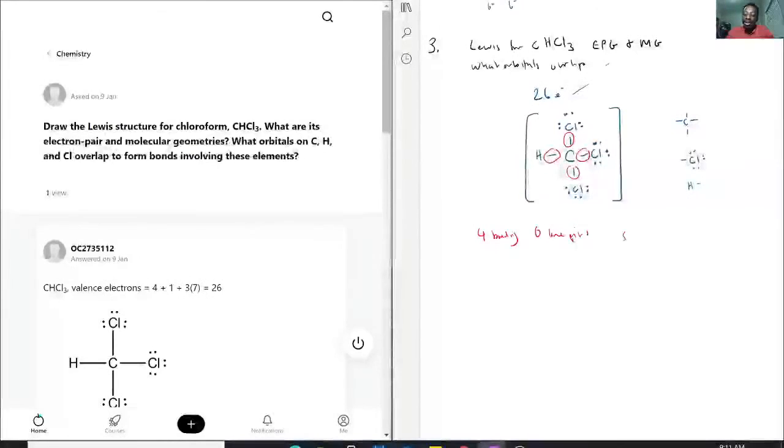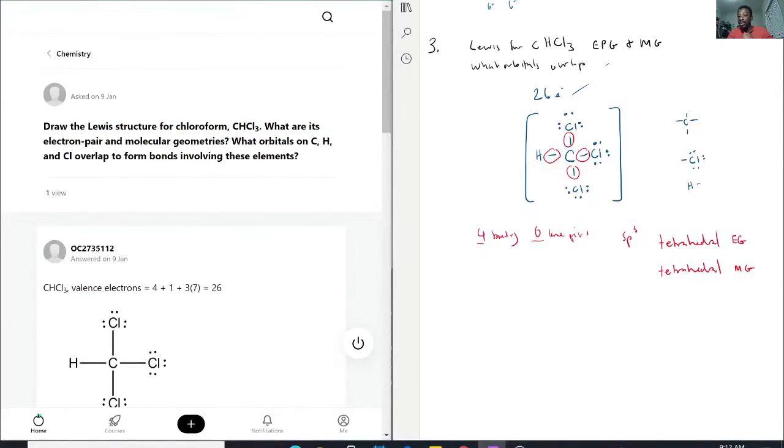So we know that this is sp3 hybridized, and this would be tetrahedral for the electron geometry. And now for the molecular geometry, we specify the breakdown. As we said, we have 4 bonding pairs and 0 lone pairs. So funny enough, the molecular geometry is also tetrahedral. And the last question asks, which orbitals overlap?